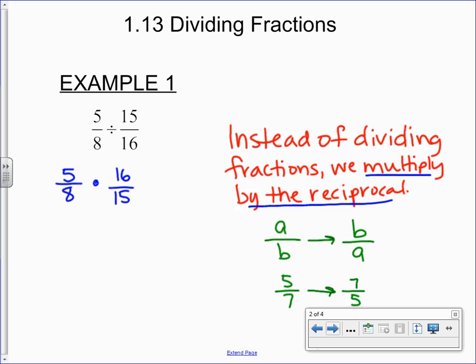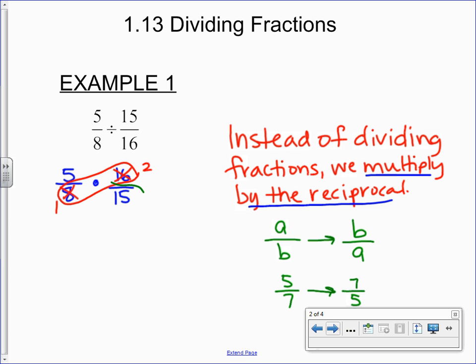When we follow our multiplication rules, we look at our diagonals to see if we can simplify. So if I look at my 8 and 16, I want to think of a number that both of those numbers can divide by. And in this case, 8 and 16 can both be divided by 8. When I divide 8 by 8, I get 1. When I divide 16 by 8, I get 2.